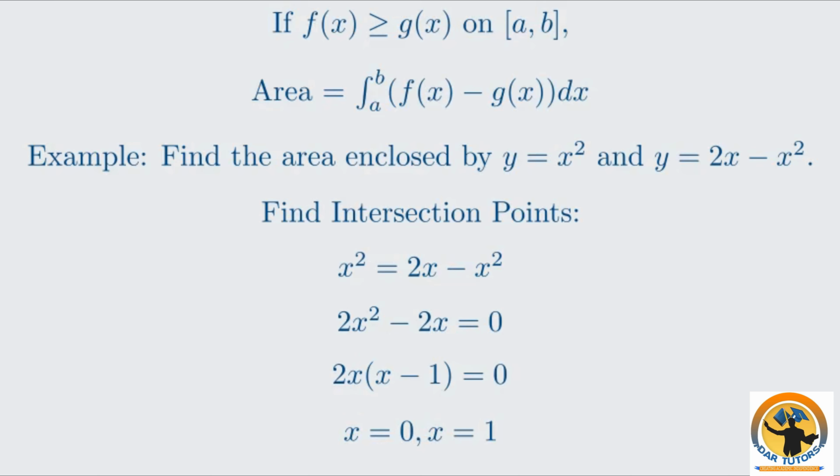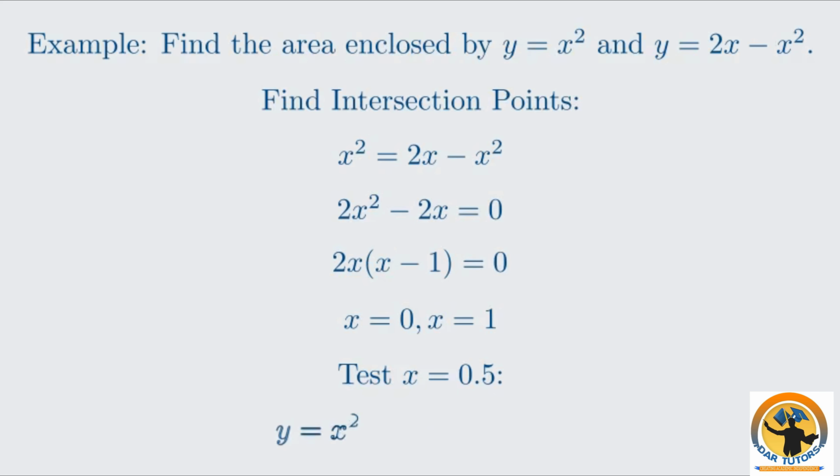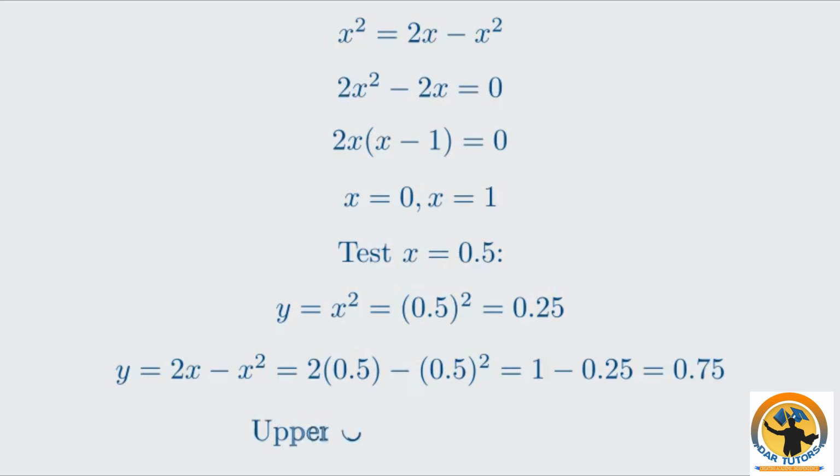Next, we need to determine which function is the upper curve on the interval 0, 1. We can test a point, say x equals 0.5. At x equals 0.5, y equals x squared is 0.25, and y equals 2x minus x squared is 0.75. Since 0.75 is greater than 0.25, the curve y equals 2x minus x squared is the upper curve.